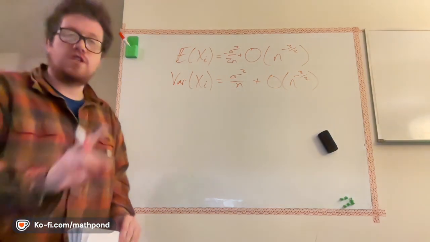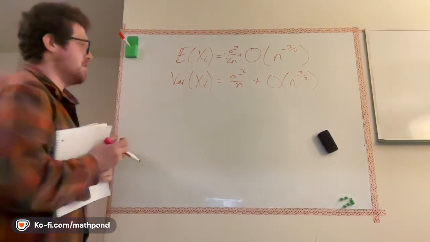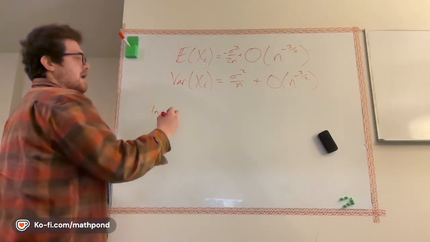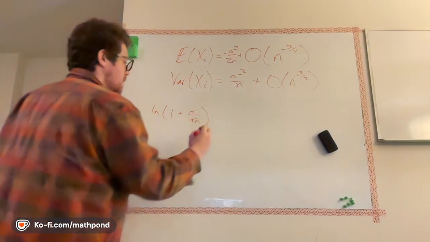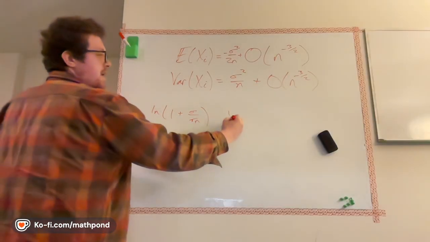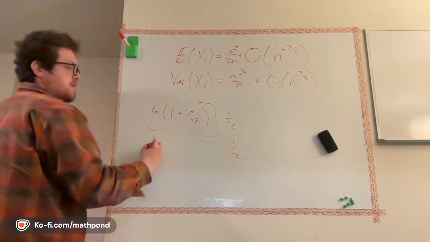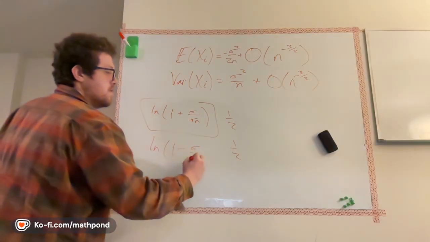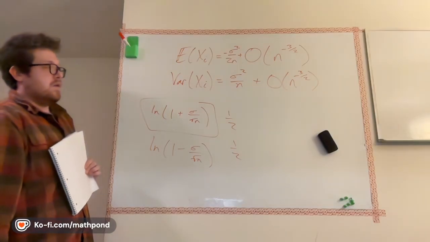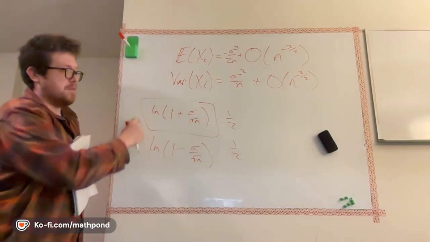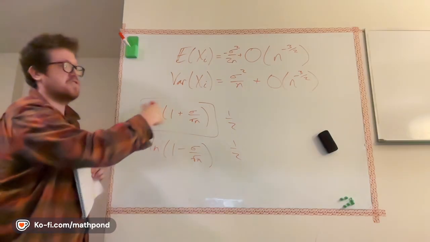Yeah, so there's only two options. There's only two values that the xi can take on, right? It's either going to be log of 1 plus sigma over square root of n, or log of 1 minus sigma over square root of n, with a 1/2 chance each. So the mean of the variable is just 1/2 of this plus 1/2 of this, and then you use the Taylor series.